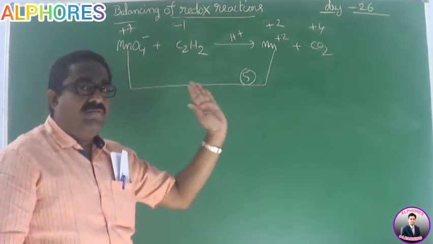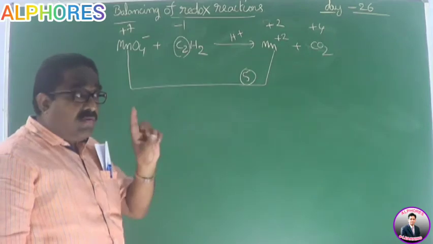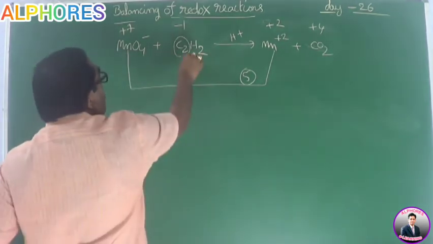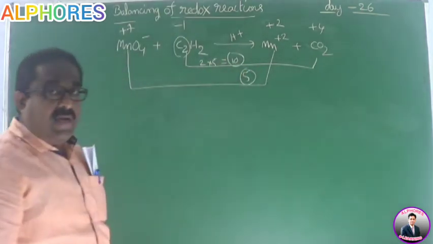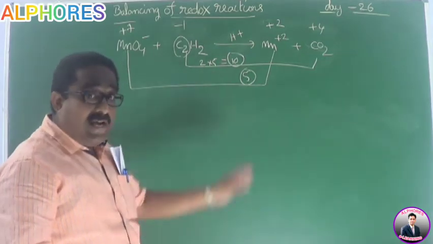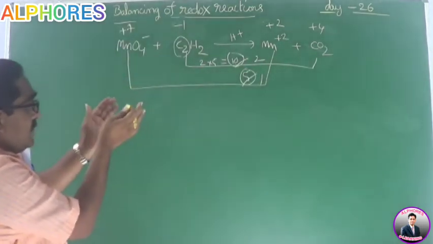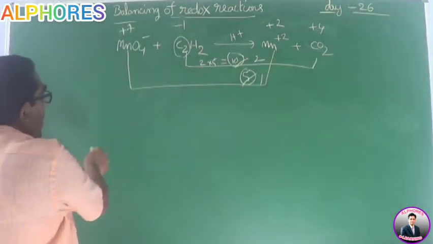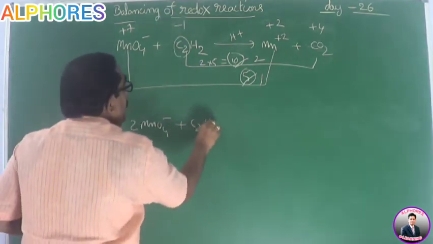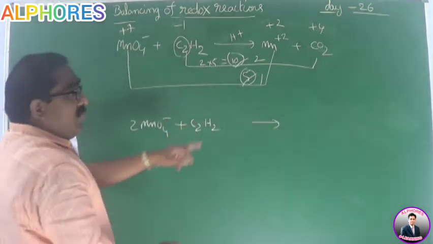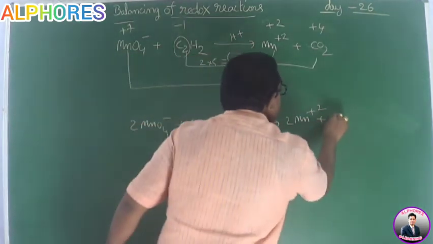The change is 5. But 2 such carbons are there. The change for one carbon is 5, so for both the carbons you should write it as 2 into 5, 10. I've already explained that if any common term is there, cancel it out first and then reverse the coefficients. Now please write down 2 for permanganate, and 1 for acetylene, C2H2. Let me write 2 MnO4 minus, 2 Mn+2, and 2 carbons, carbon dioxide, 2 CO2.